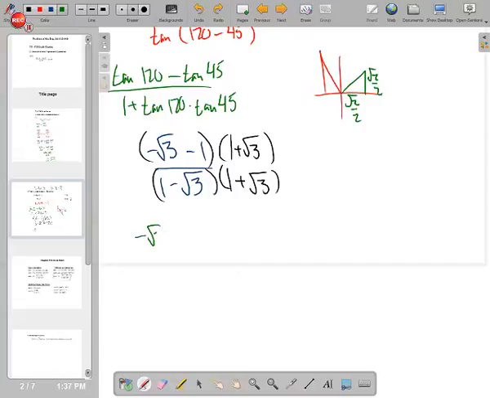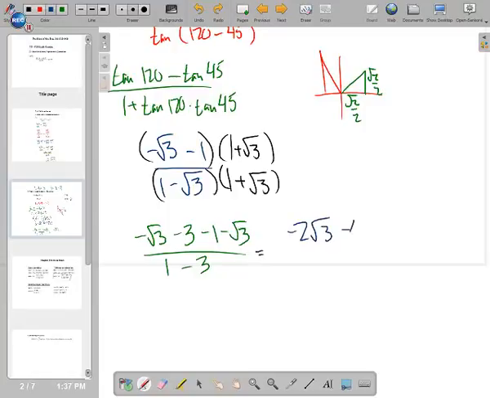On the top, I'm going to distribute, so negative radical 3 minus 3 minus 1 minus radical 3. And in the bottom, when you distribute, you get 1 plus radical 3 minus radical 3. Those cancel out. Minus radical 3 times radical 3 is minus 3. So this equals negative 2 radical 3 minus 4 over negative 2.